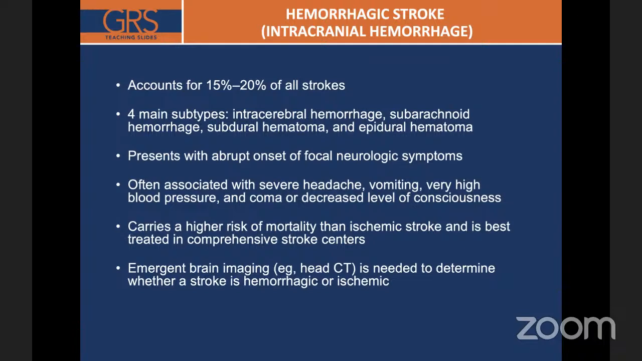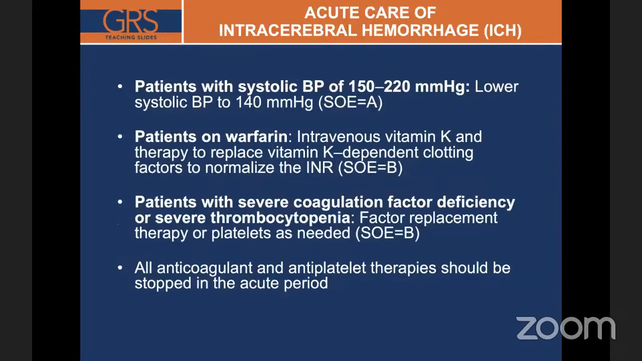Emergent brain imaging, such as head CT scan, is needed to determine whether a stroke is hemorrhagic or ischemic. Also, in intracerebral hemorrhage, when the patient's systolic blood pressure is 150 to 220, we need to lower it. We need to lower the systolic blood pressure to 140.